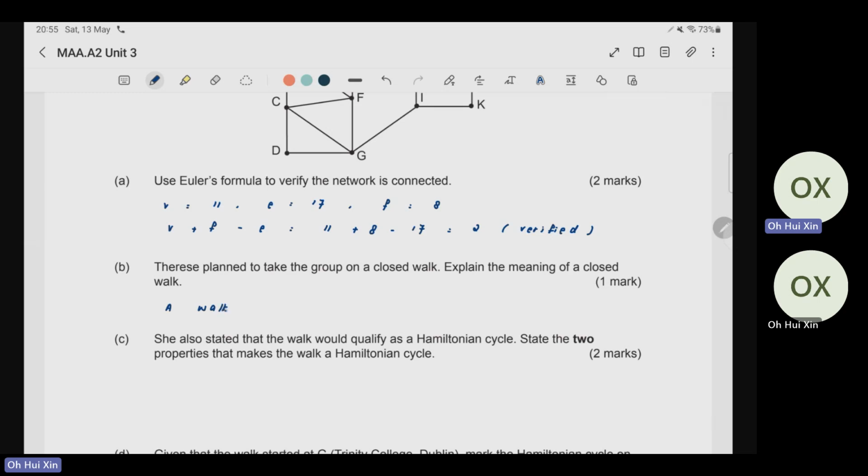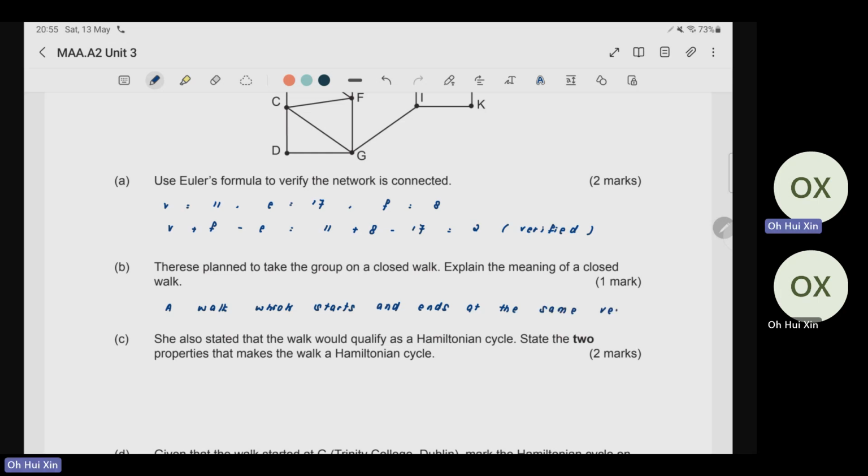So a walk which starts and finishes, or you can say starts and ends, at the same vertex.